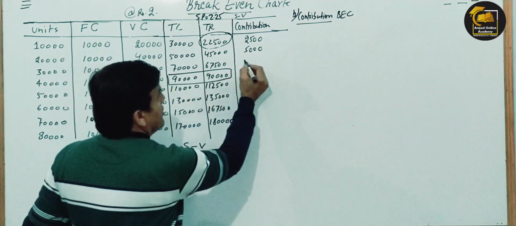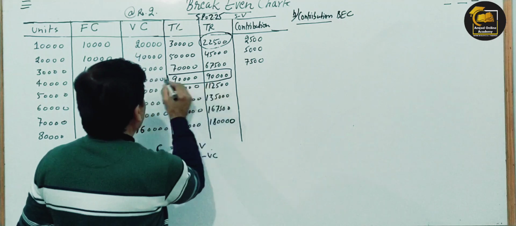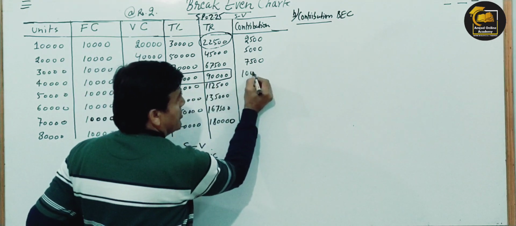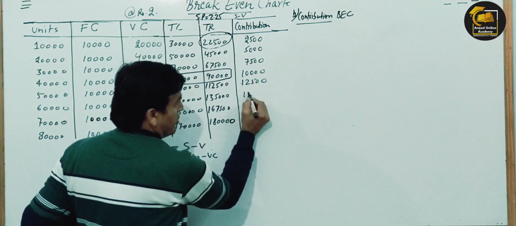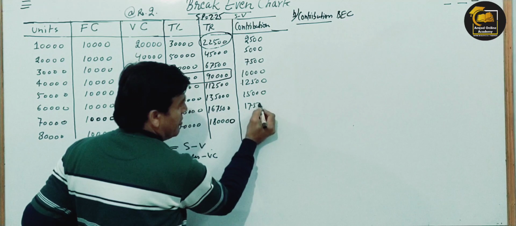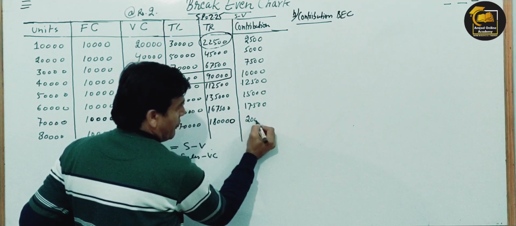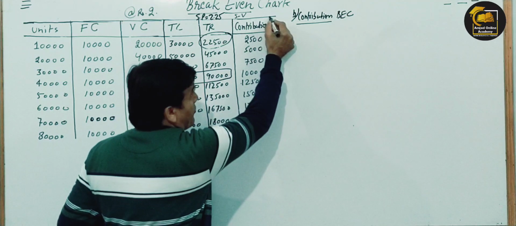67,500 minus this, here the contribution is 7,500. Here the contribution, 90,000 minus 80,000, is 10,000. Here the contribution is 12,500. Here the contribution is 15,000. It is 17,500 and 20,000. I have told you the way we have achieved it.